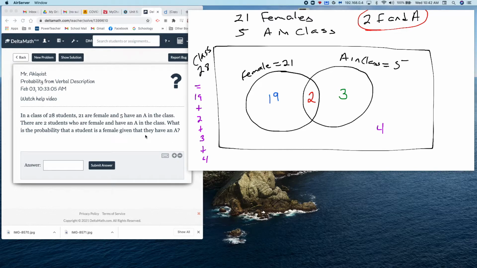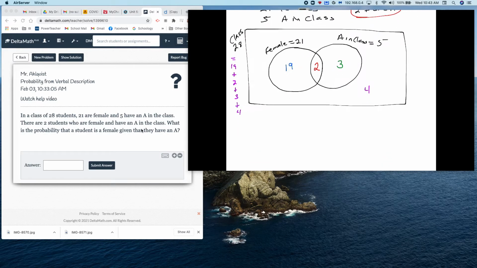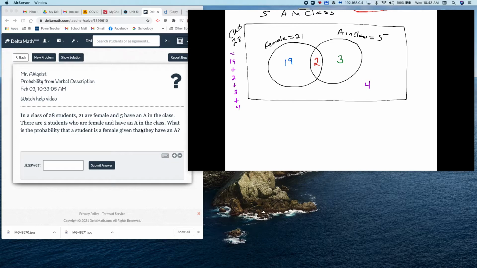Let me not answer that question. So let's answer the question, what's the probability that a student has an A in class? That would just be the 5 students that have an A in class out of the 28 students total. So that represents those students that are right there.